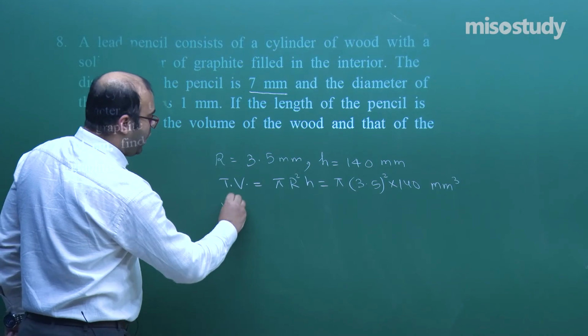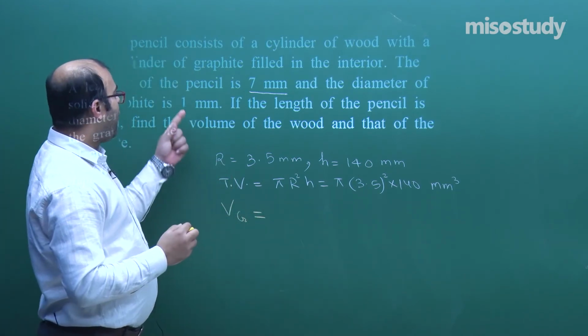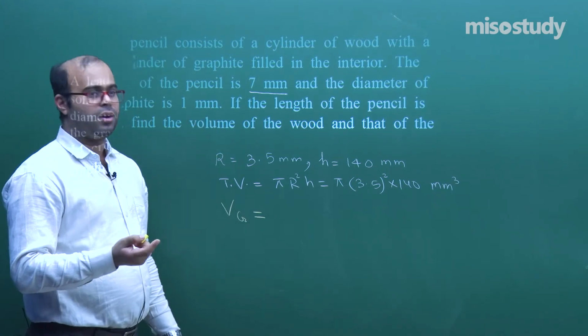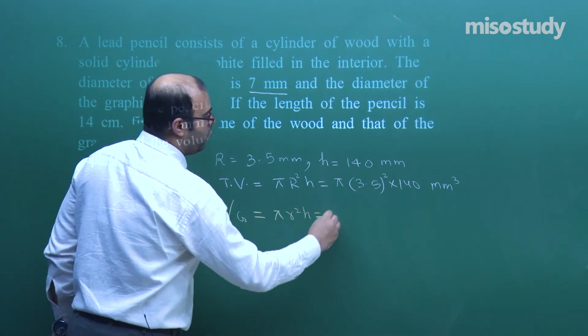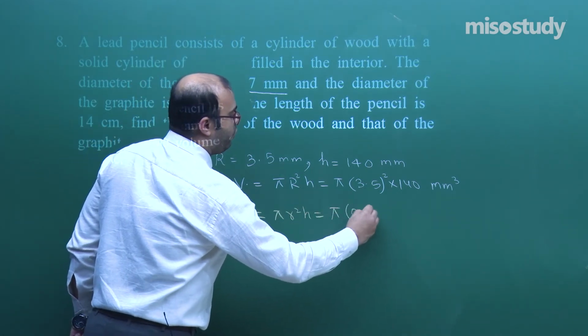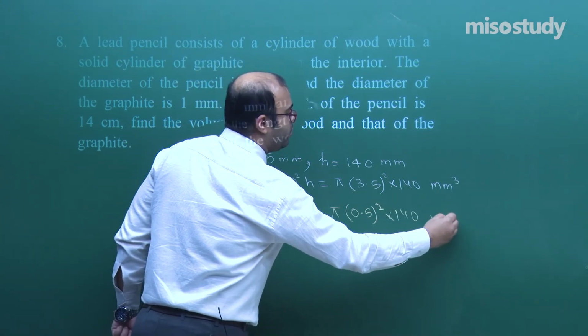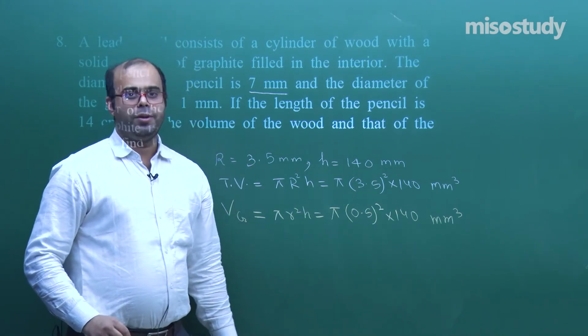So, volume of graphite. For graphite, that is having diameter only 1 millimeter. So, its radius is 0.5 millimeter. So, for that we will say pi r square h is equal to pi 0.5 millimeter square into 140 millimeter. So, it becomes millimeter cube. This is the volume of the graphite in millimeter cube.